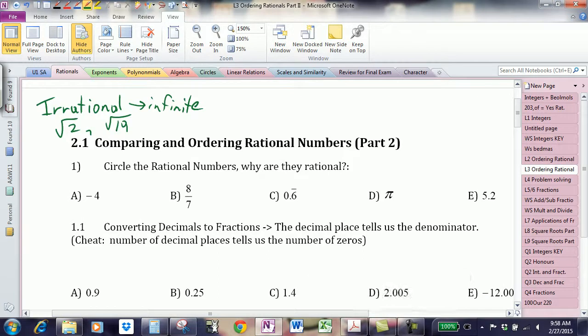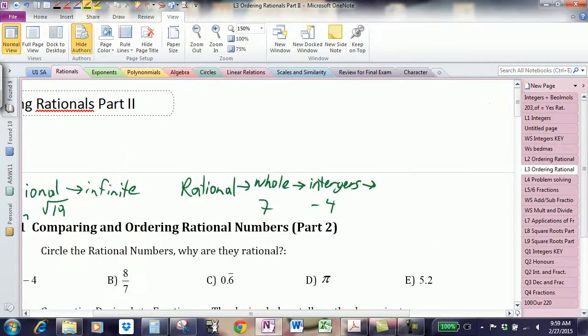Okay, so what are rational numbers then? Rational numbers have a whole range. They're everything you know. They are whole numbers, for example, 7. They are integers, so maybe it's like -4. And the definition of a rational is basically you can turn it into a fraction. So I can turn those two numbers into fractions.